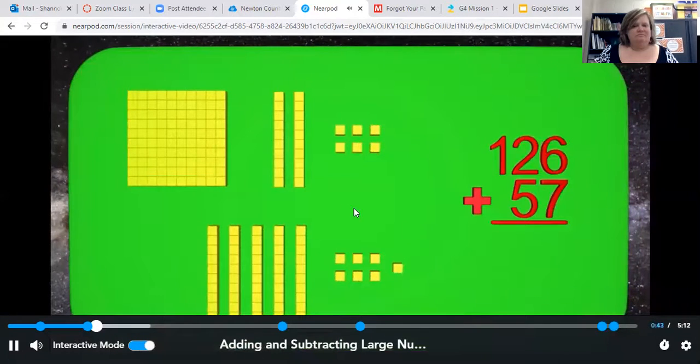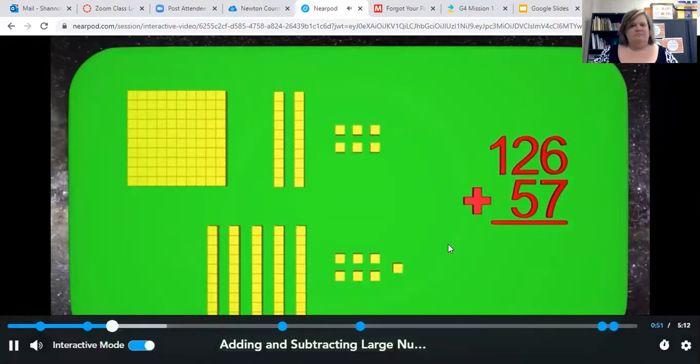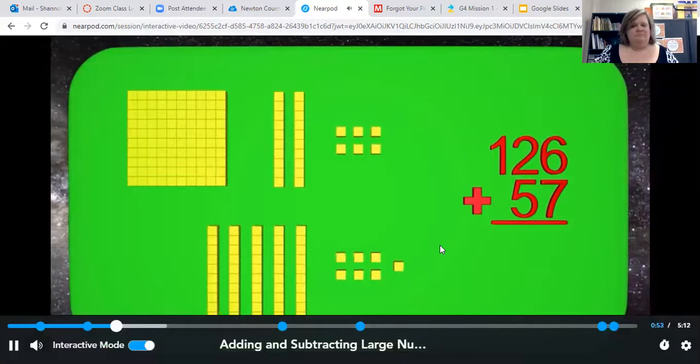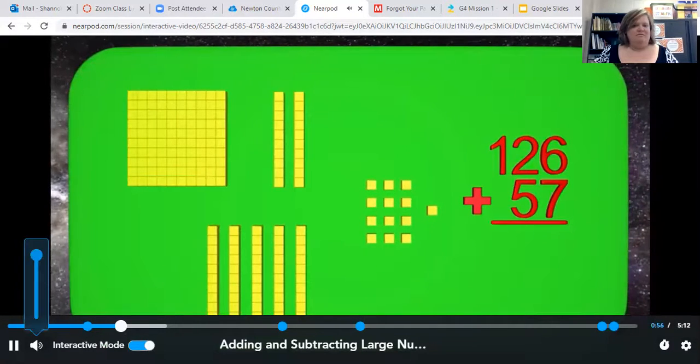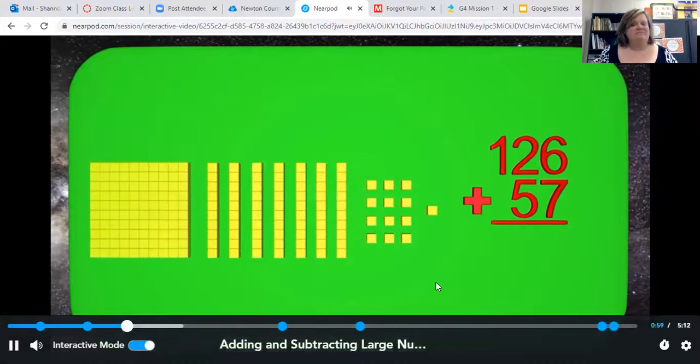Here on top we have 126 and below we have 57. We need to add these together. To do this, we start with the ones blocks. We combine all of the ones blocks, the tens blocks, and the hundreds blocks together. So think about what Dr. Price said. Do we just have 2 tens? Or do we have more than 2 tens? That was a good question.